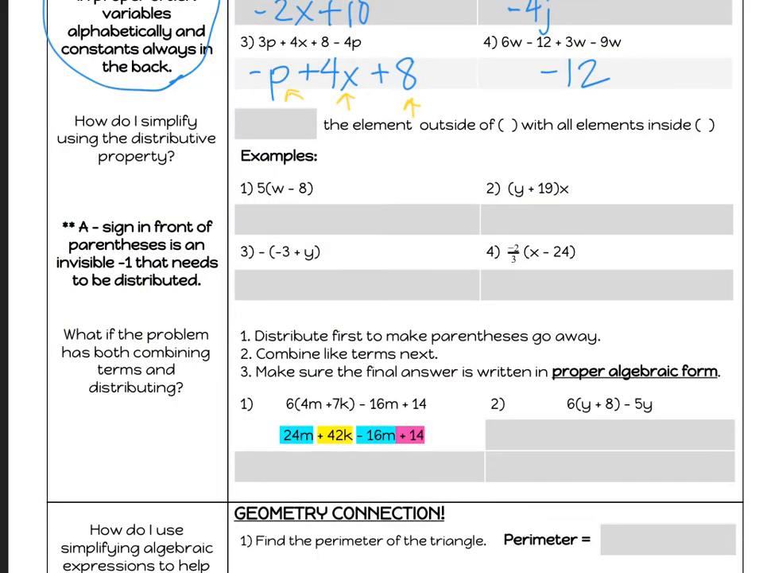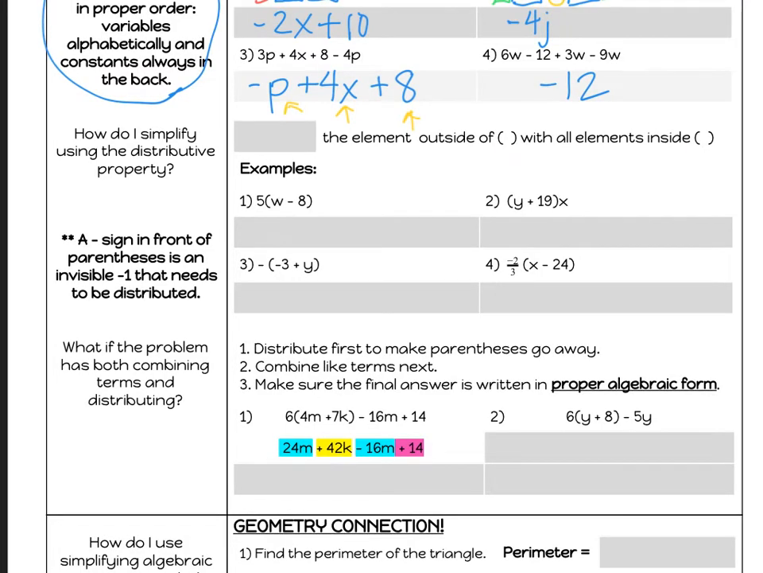How do I simplify using the distributive property? What you're going to do is multiply the element outside of the parentheses with all elements inside of those parentheses. So for the first example, you're going to give 5 to the w and 5 to the negative 8. So 5 times w gives me 5w, and 5 times negative 8 gives me negative 40. So my expression is simplified to 5w minus 40.